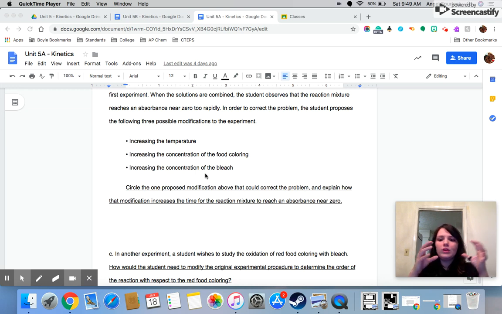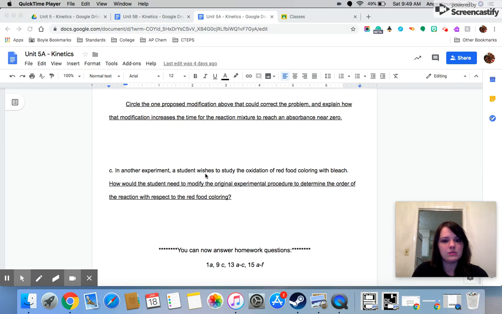If the blue is disappearing too quickly, that means that the blue must be the limiting reactant, which we already know that it is. The bleach is in excess, it told us in the previous problem, right? But if it's reacting too quickly, that means that the bleach is in serious excess, right? It's happening so fast that the blue hardly even has time to exist. So by increasing the concentration of our food coloring, we're going to force that reaction to go slower just because there's more blue food coloring, and so our absorbance is going to change slower, okay? Hopefully that made sense. Come and see me if it didn't.